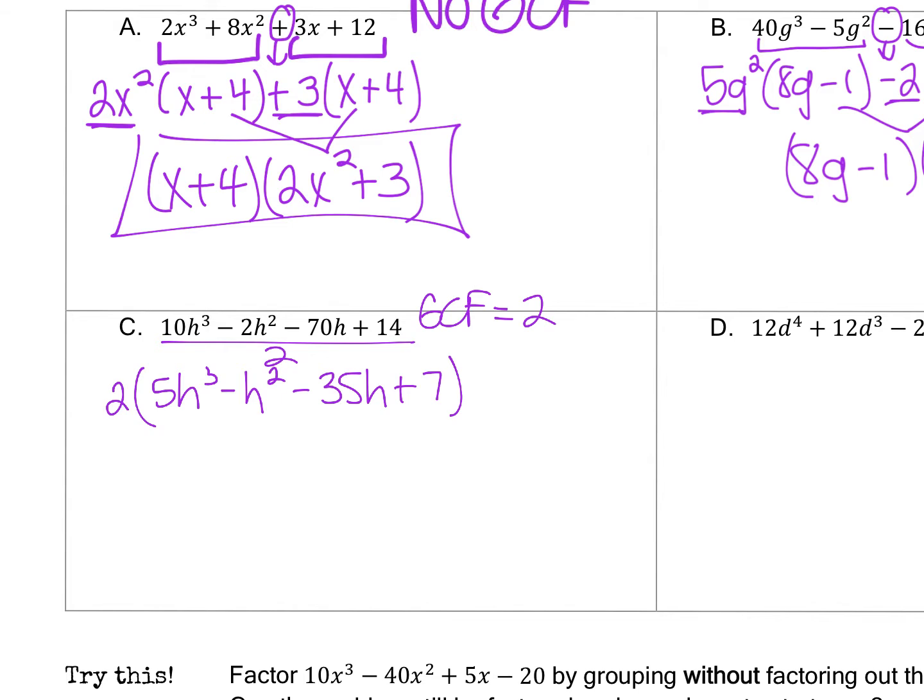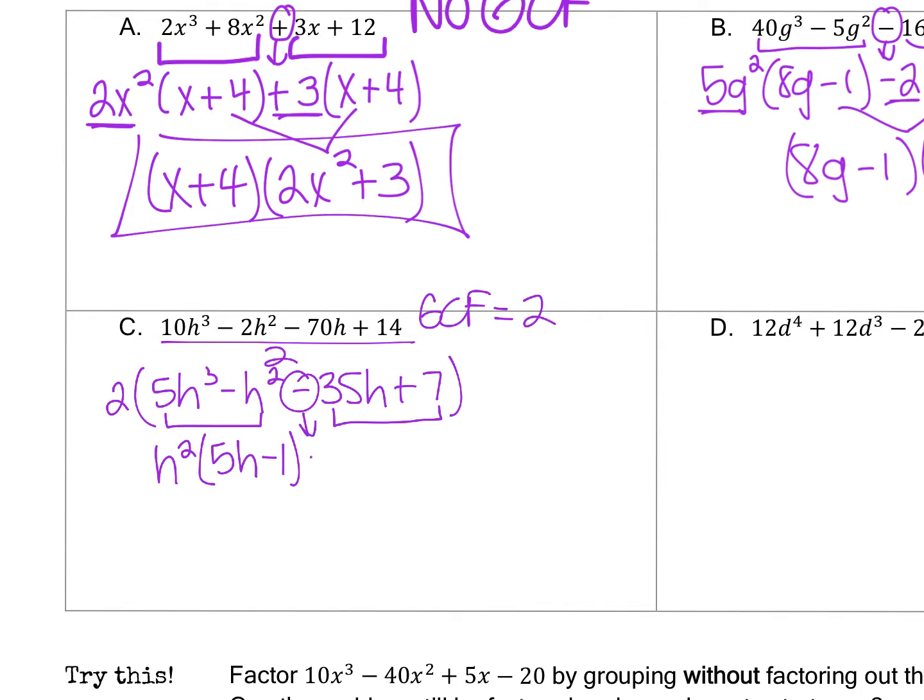After I've taken out the greatest common factor of all of them, then I'm only looking inside. So ignore the 2 on the outside. I'm going to factor by grouping. So I'm going to group the first 2 and the last 2. I'm finding the greatest common factor of those 2, which is h squared. That would leave me with 5h minus 1.